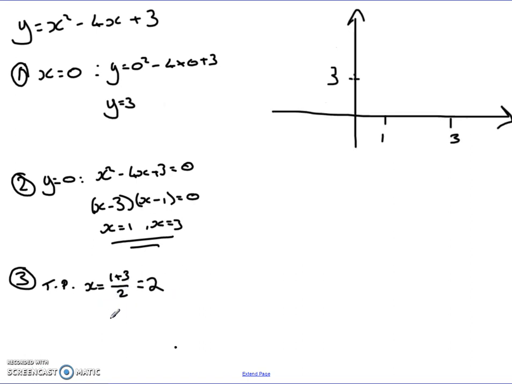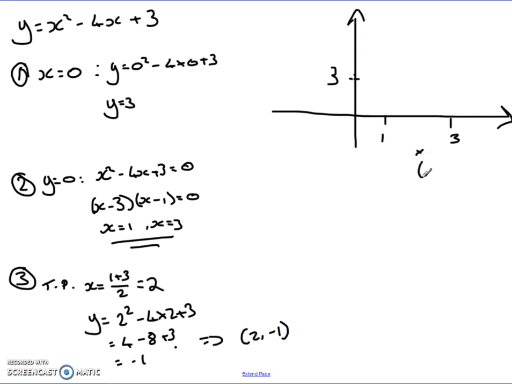Now that we've got the x, what we want is the y. Well, we know y equals x squared minus 4x plus 3, and we know x is equal to 2, so we substitute in for the y. So y equals 2 squared, take away 4 times 2, plus 3. Then it's a case of solving these. So 2 squared is 4, take away 4 times 2 is 8, plus 3, so that is equal to negative 1. So my point is 2, comma negative 1. So I can mark that on, so it's there. 2, comma negative 1.